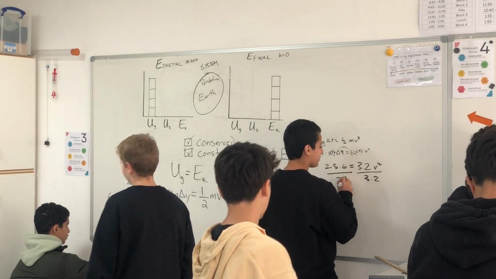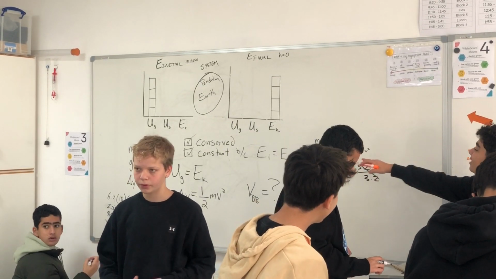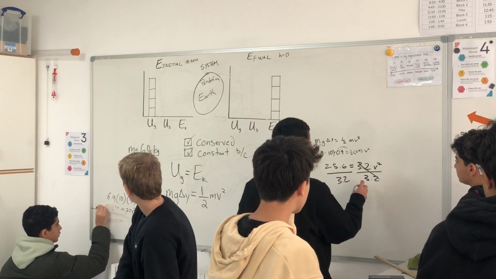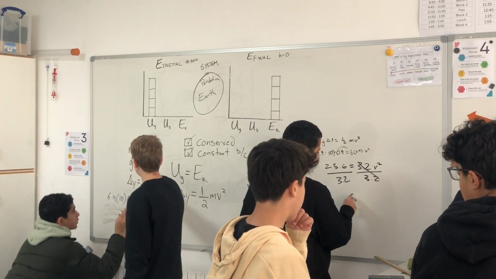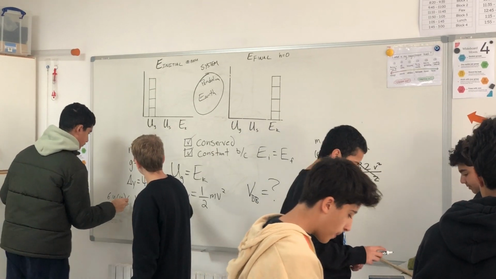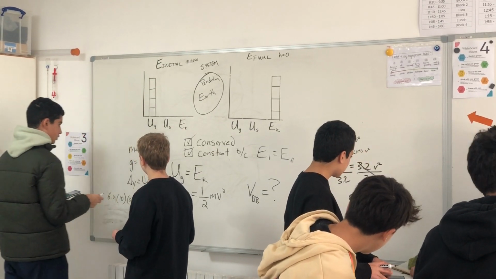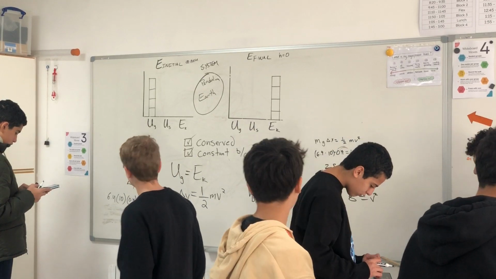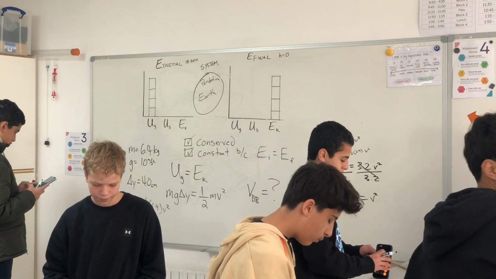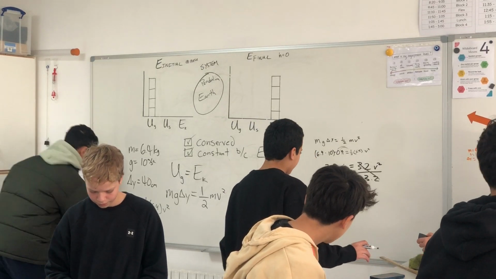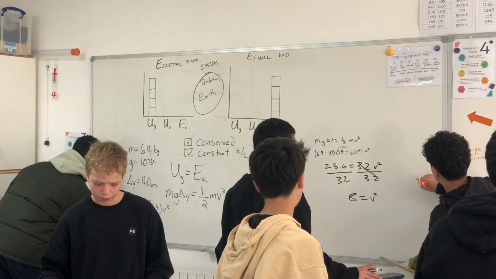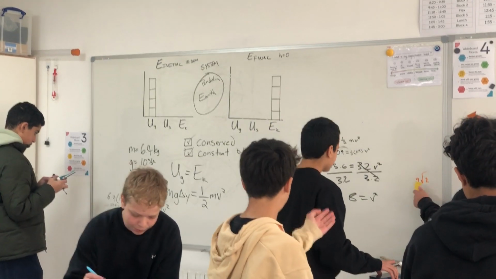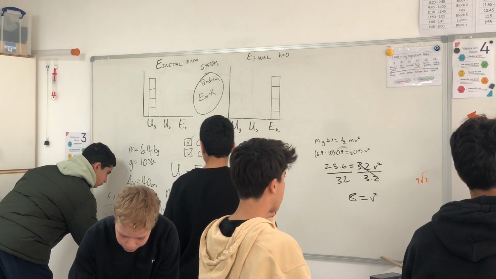You have to change centimeters into meters. So what you do is that 40 centimeters is equal to 0.4. So you do 64 times 0.4. What is it? 25.6? 2,560?